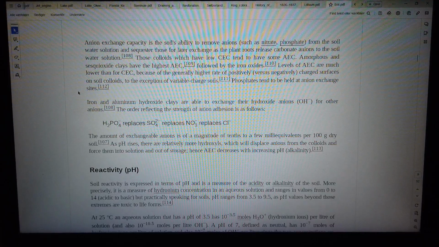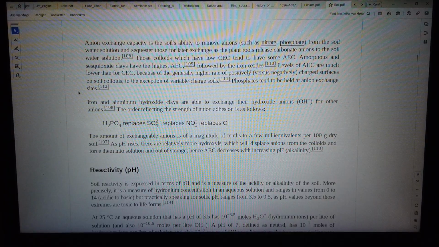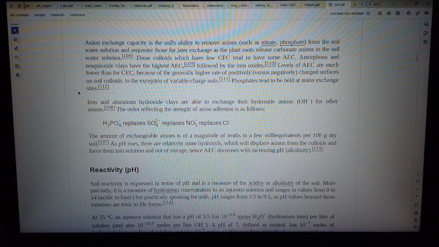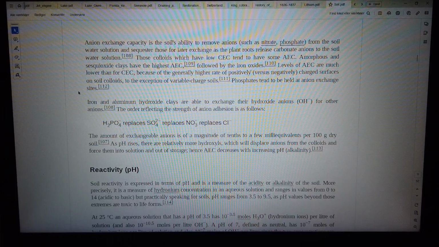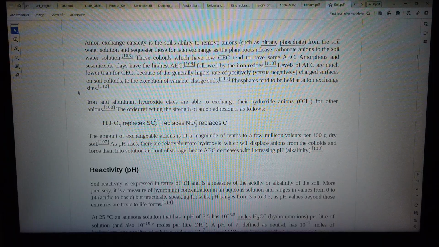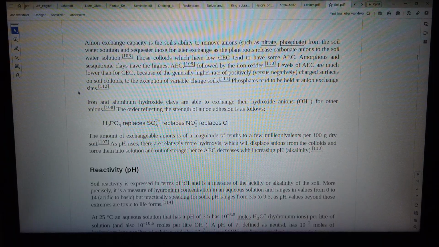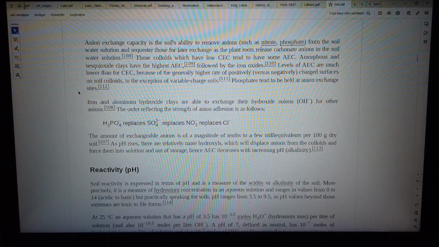Anion exchange capacity, AEC. Anion exchange capacity is the soil's ability to remove anions, such as nitrate and phosphate, from the soil-water solution and sequester those for later exchange as the plant roots release carbonate anions to the soil-water solution. 108. Those colloids which have low CEC tend to have some AEC.